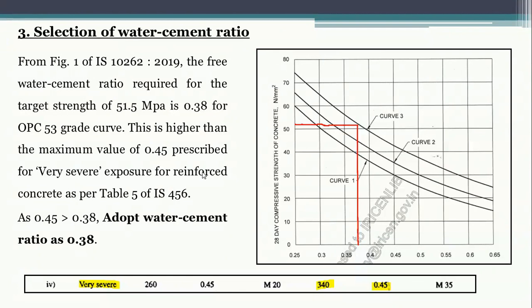Whereas the maximum water cement ratio given in the data is 0.45, or from the code book also you can refer. I have put a screenshot at the bottom. For very severe condition, the maximum water cement ratio is 0.45. So out of these two values, one from the curve and the other from the code book, whichever is lesser, you have to adopt that as the water cement ratio. Why? Because the lesser the water cement ratio, the greater will be the strength. So out of 0.45 and 0.38, the lesser value is 0.38. So we are adopting 0.38 as the water cement ratio.